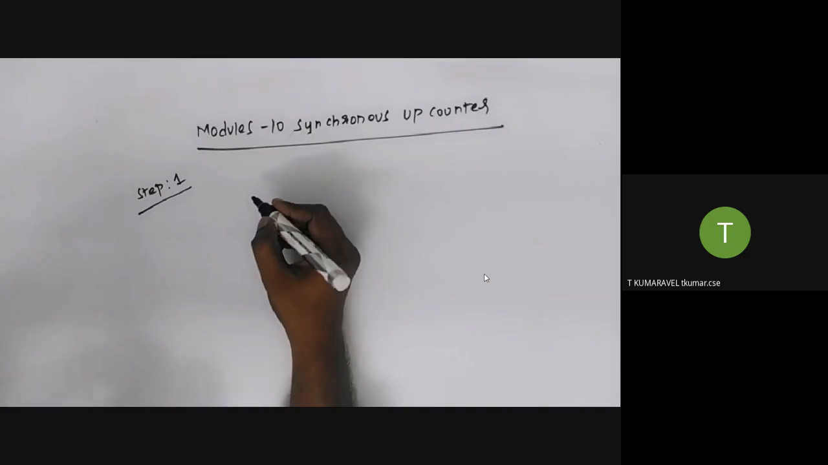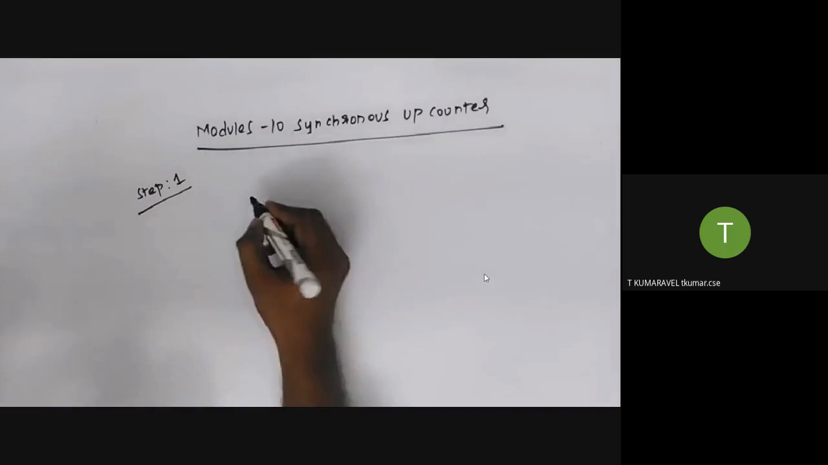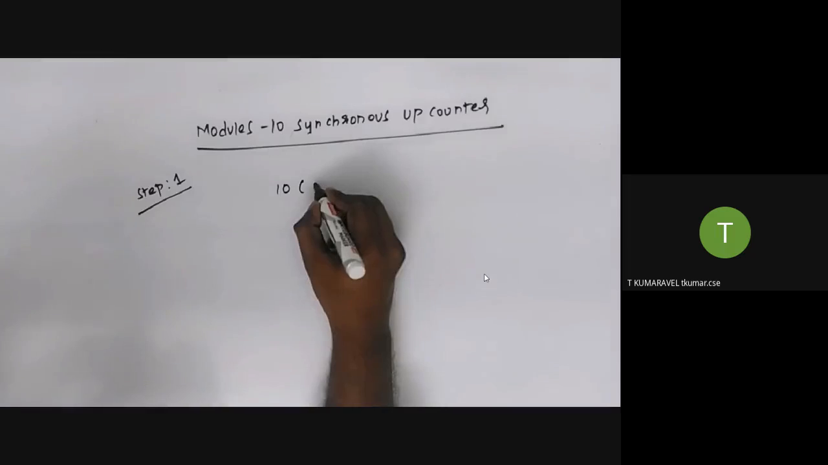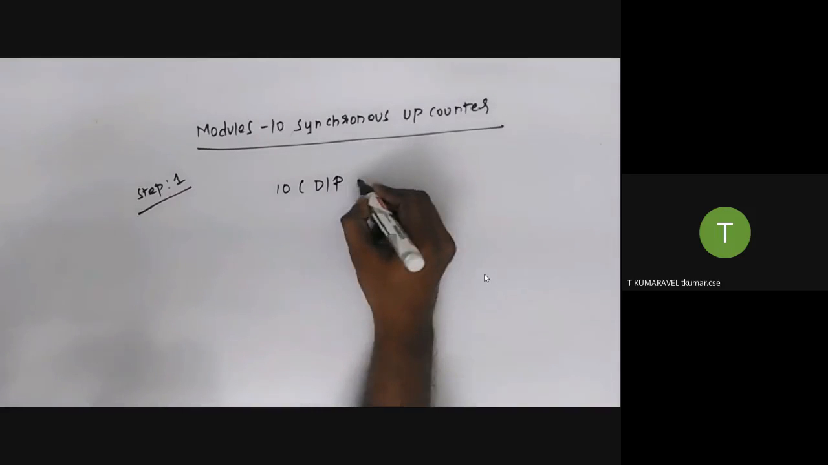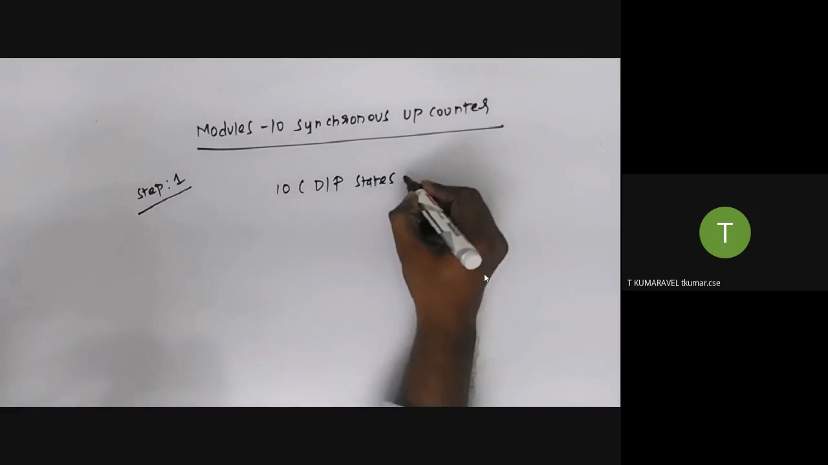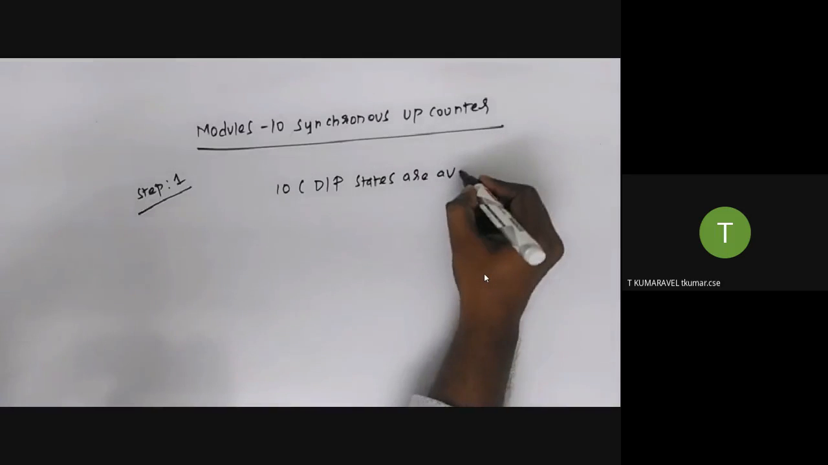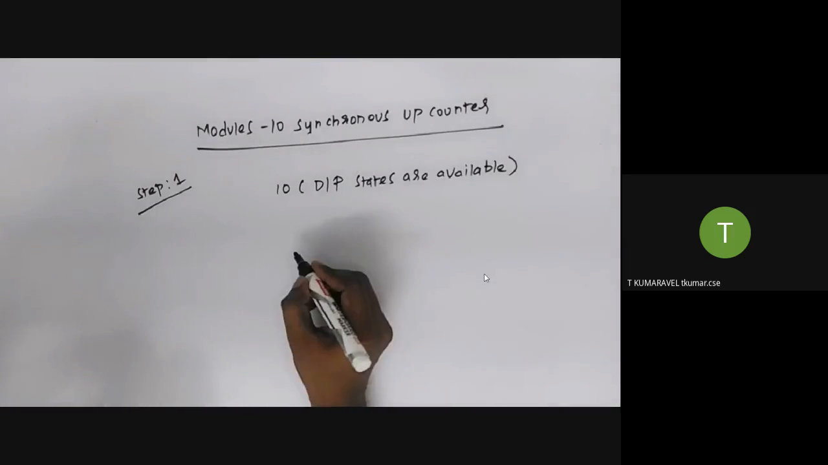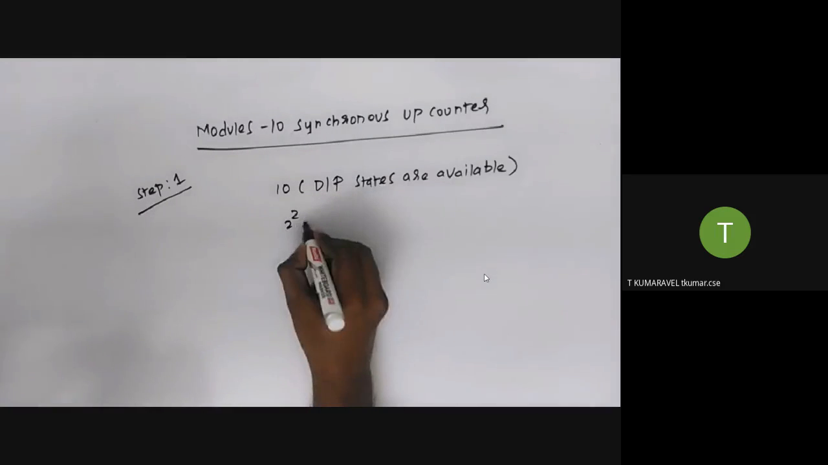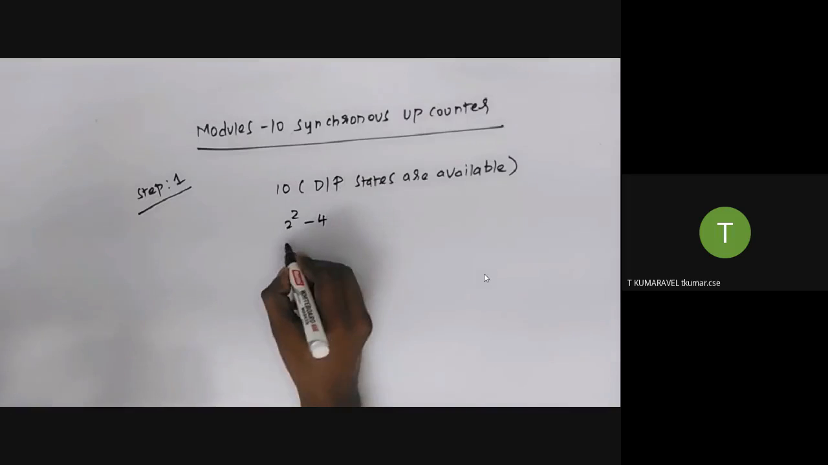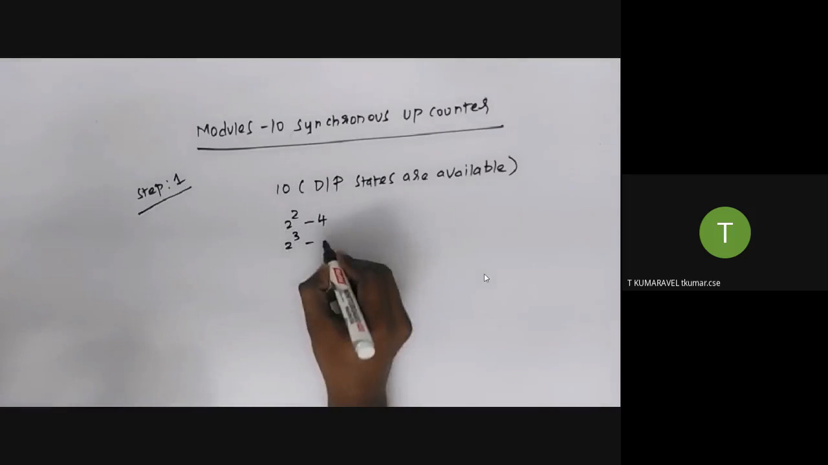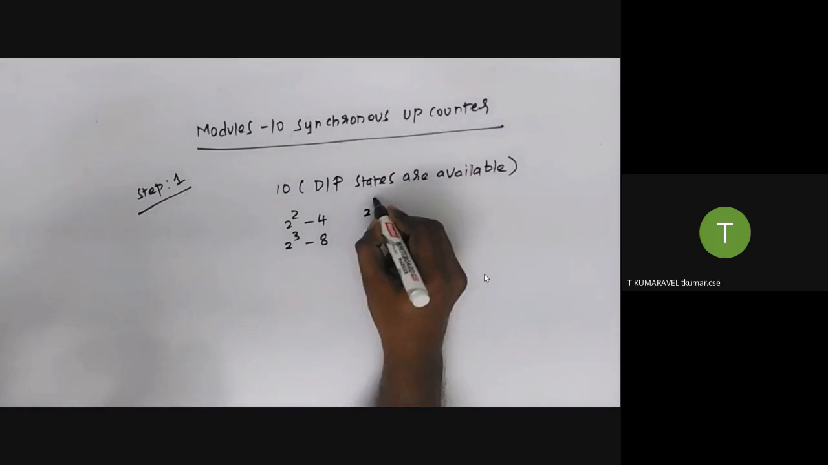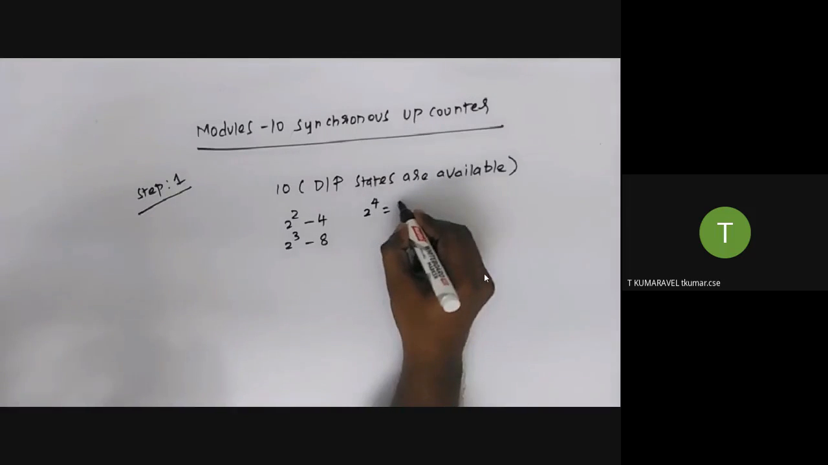We should find out how many flip-flops are required. So this is modulus 10. What is the meaning? 10 different states are available. In order to get 10 different states, how many bits are required? For example, if we take 2 bits, I will get only 4 states. If I consider 3 bits, I will get only 8 states. Suppose I take 4 bits, I will get 16 states.